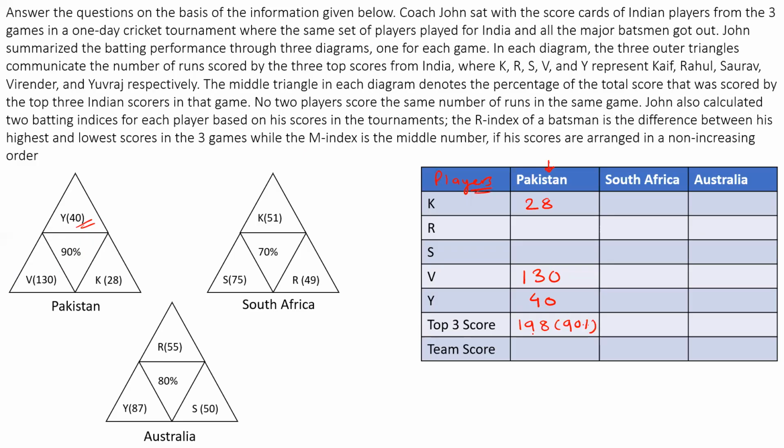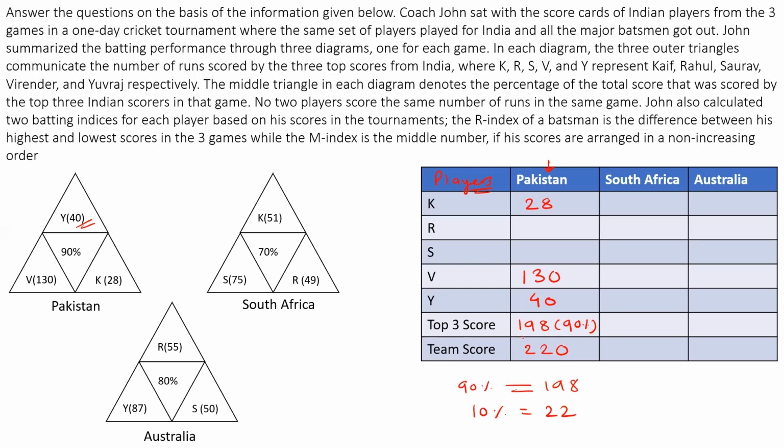So if 90% is equal to 198, that's a simple calculation. 90% is equal to 198. So I can say that 10% is equal to 22. I'm just dividing both sides by 9 in this case. So 100% will be equal to 220. So the team score in this particular match should be equal to 220.